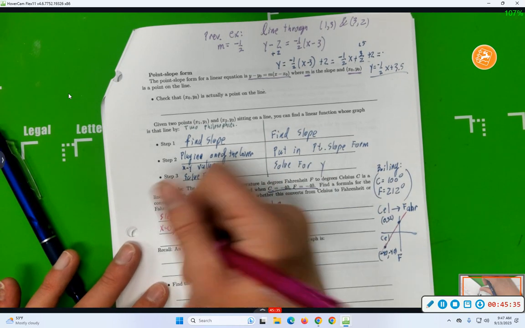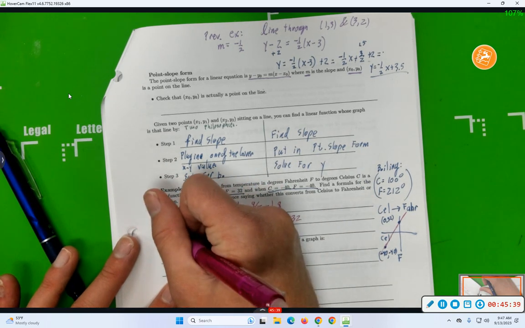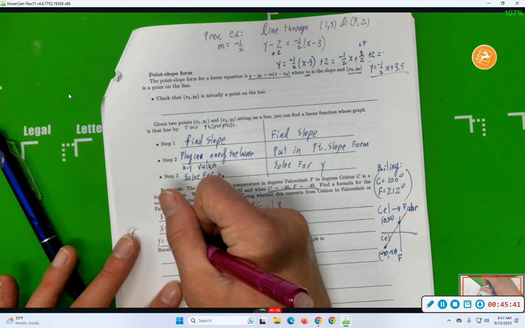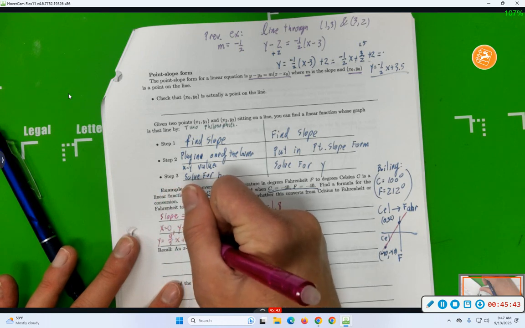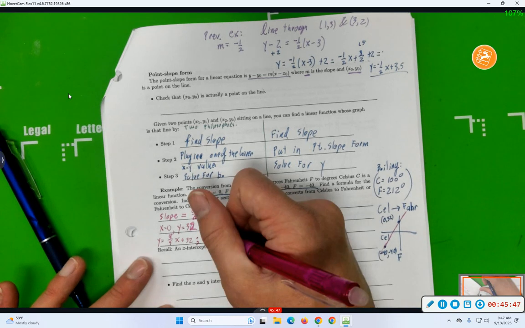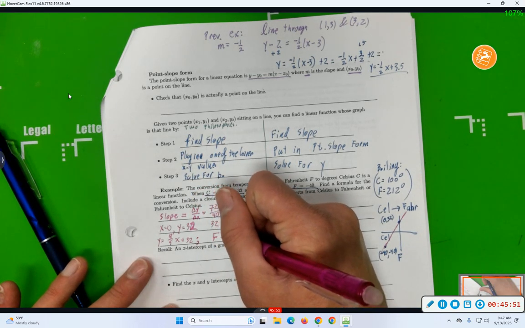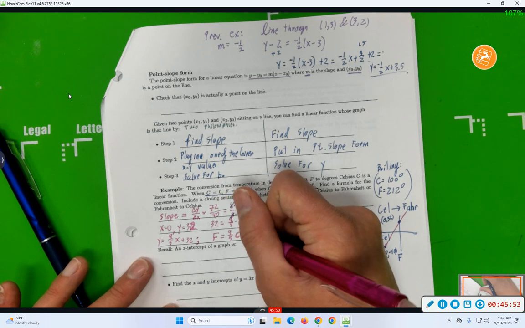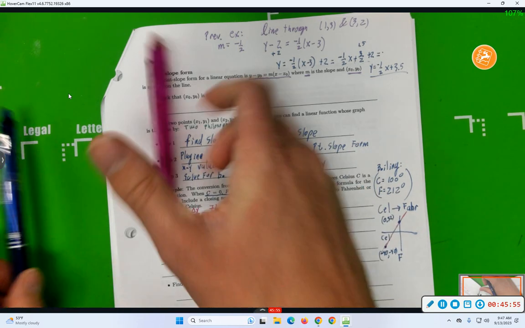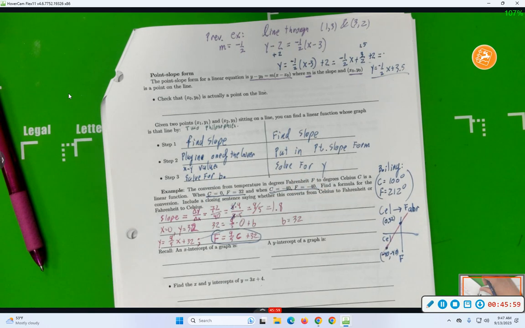So the straight line is given by y equals 9/5 x plus 32. Or, going back to what the actual symbol should be, the temperature in degrees Fahrenheit is equal to 9/5 temperature in Celsius plus 32. Cool.